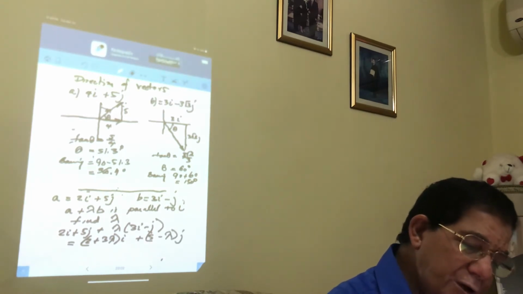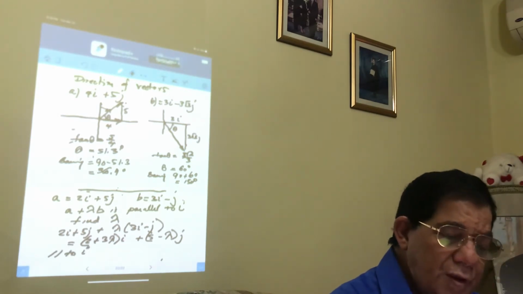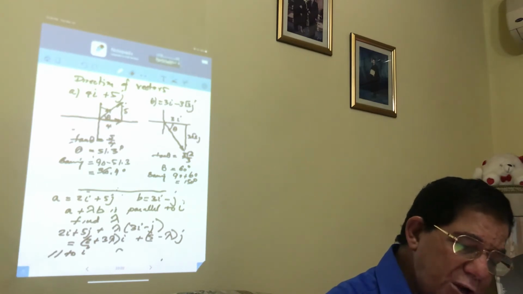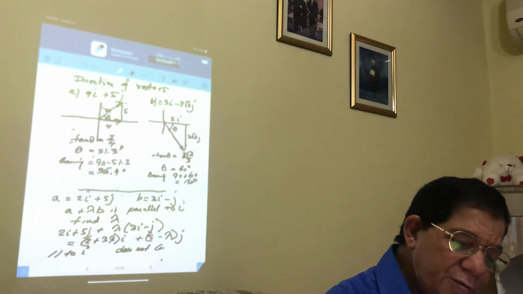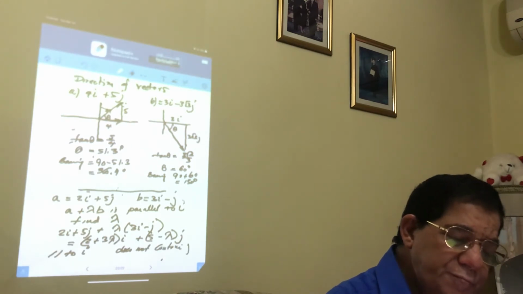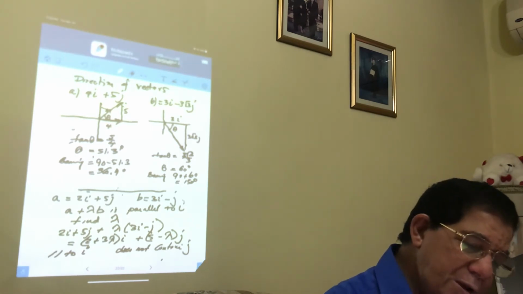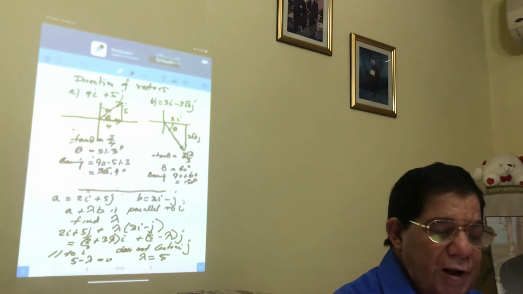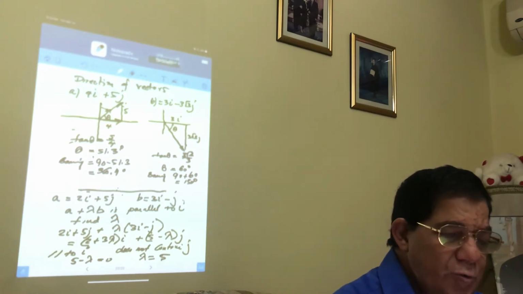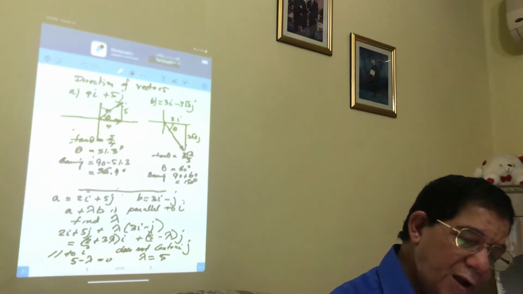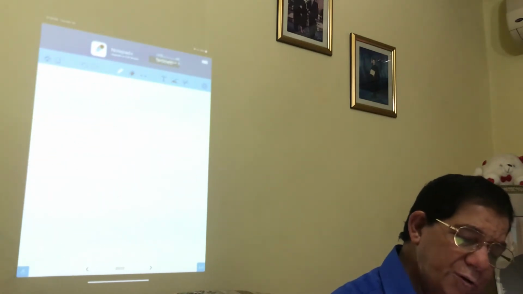If this vector is parallel to i, it means it does not contain j, because a vector parallel to i will not contain j. This means 5 minus lambda equals 0, so lambda equals 5. When a vector is parallel to i, the vector would not contain j, and vice versa, like in the next example.